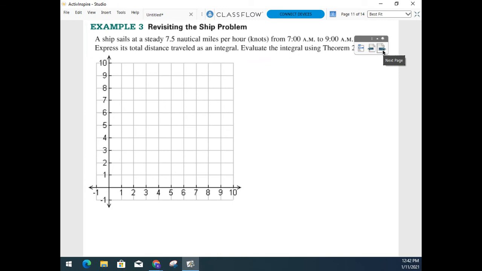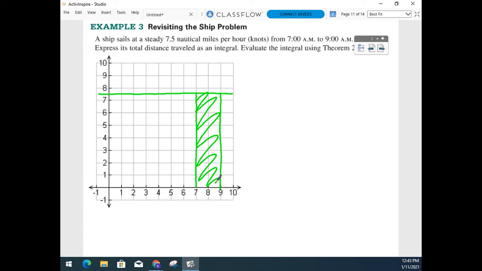So this is the exact problem I was just talking about. If we want to revisit the ship problem, we've talked about what this looks like. 7.5 would be a constant value from 7 to 9.